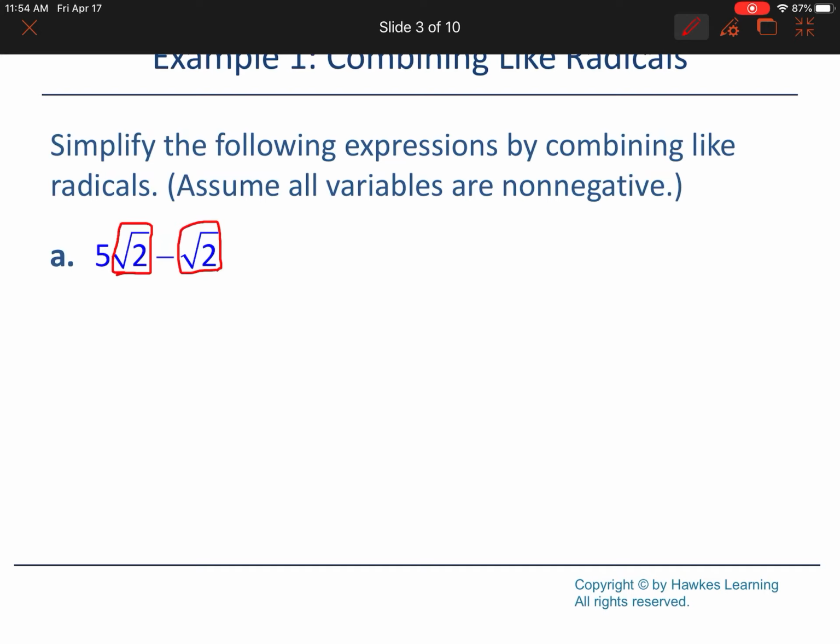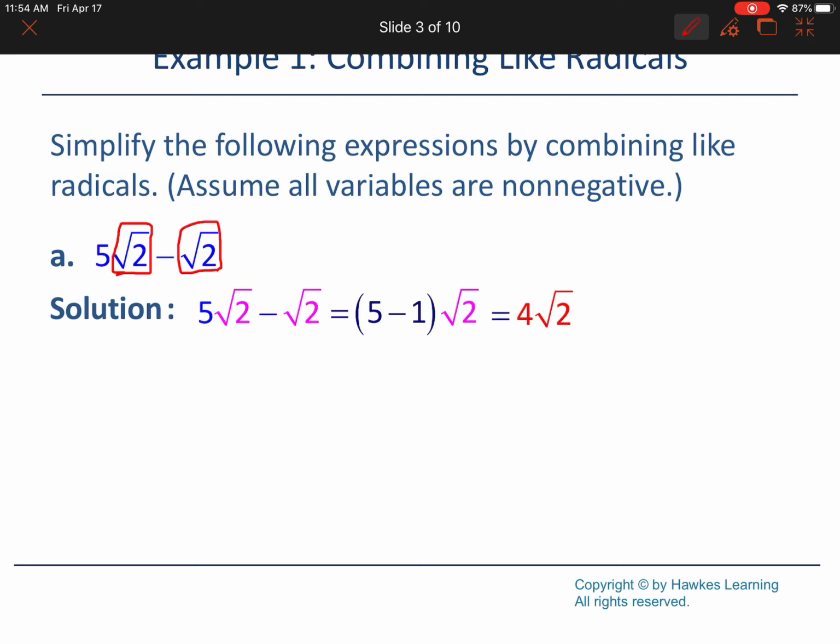So we have 5 of these square root of 2's minus 1 of these square root of 2's. All right, so that is going to be 5 minus 1 of them, or 4 of them. So when you have a symbol, that's what you do. If it were x, 5x minus 1x would be 4x. Well, 5 square root of 2 minus 1 square root of 2 will be 4 square root of 2. Okay, you try this one.